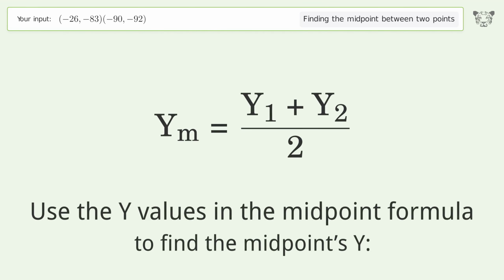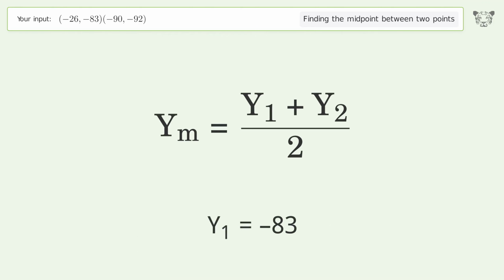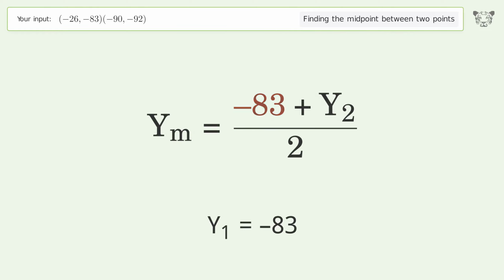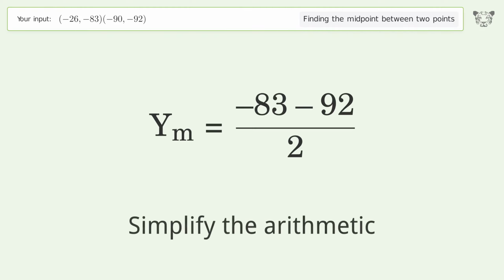Use the y values in the midpoint formula to find the midpoints y. y1 equals -83. y2 equals -92. Simplify the arithmetic.